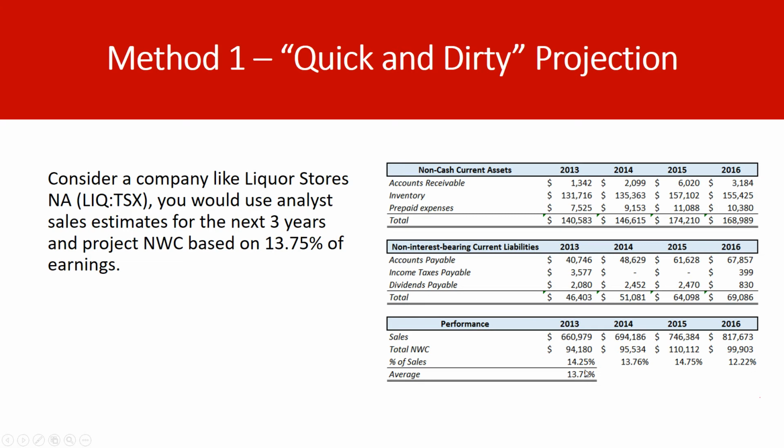And so then you take that 13.75%, you look at the analyst expectations and projections for the next 3 years for sales, and then you multiply this number by those projections, and then you can calculate for the next 3 years a relatively accurate assumption of where net working capital will be, right? And so this is the quick and dirty way.